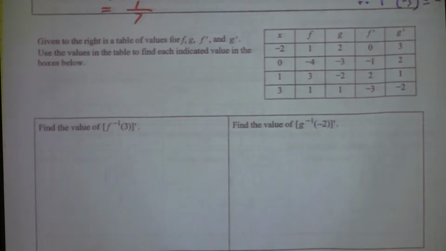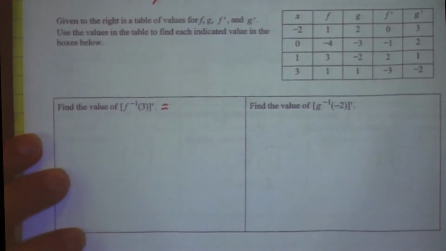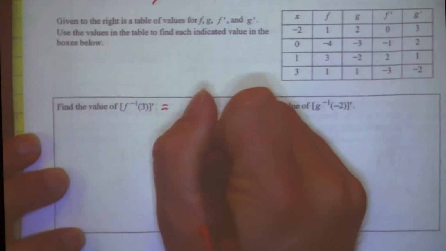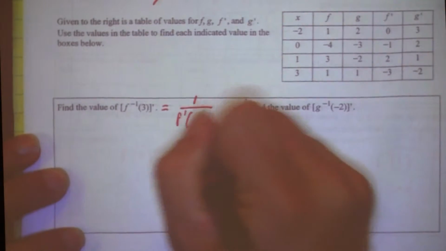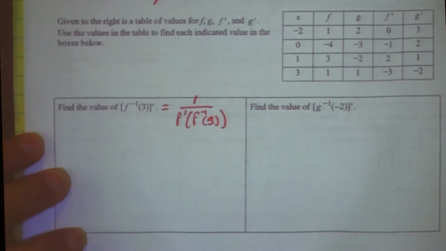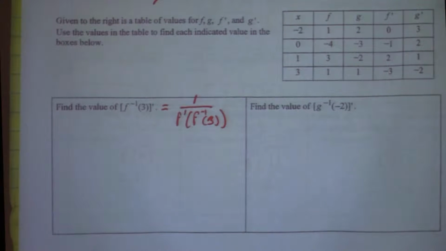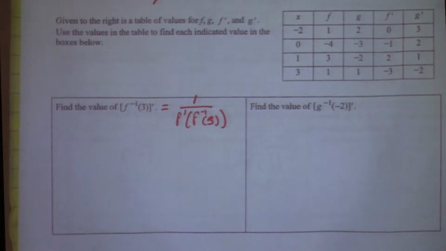So let's start off by writing the formula there. What would the formula for that be? Anybody remember? So 1 over f prime of f inverse of 3. It's just 3. Okay, so there's a couple of things we need here.